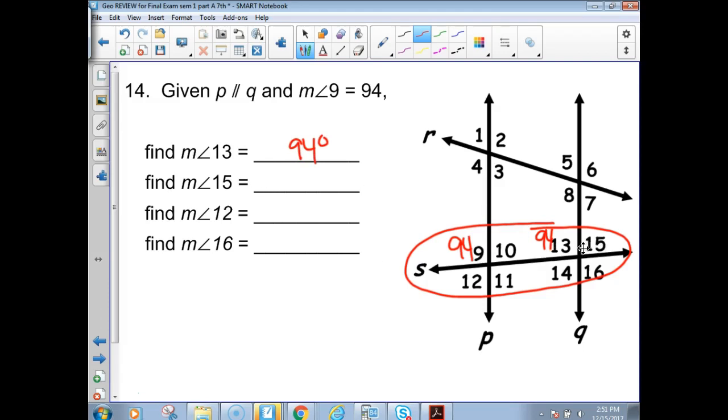How big would angle 15 be? Somebody already figured it out? Not 94. Yeah, 86. Ooh, my pen went crazy. 86 degrees, and then angle 12 would be 86. And the 16 would be 94. No two angles right next to each other would be the same.